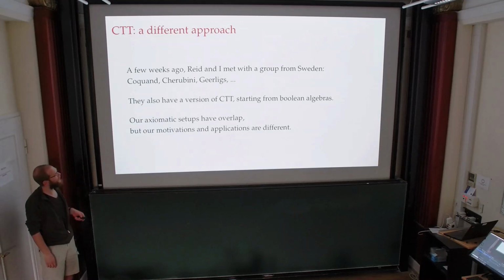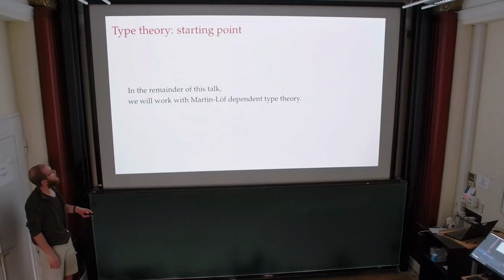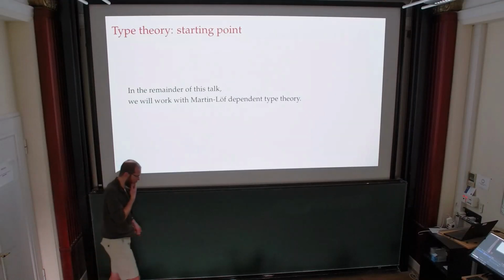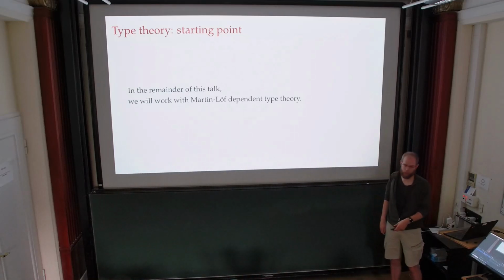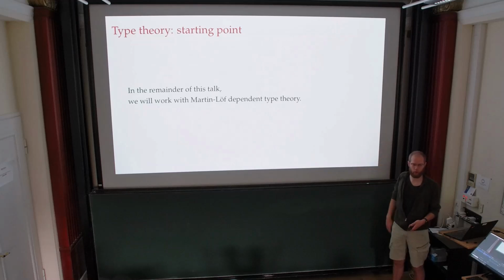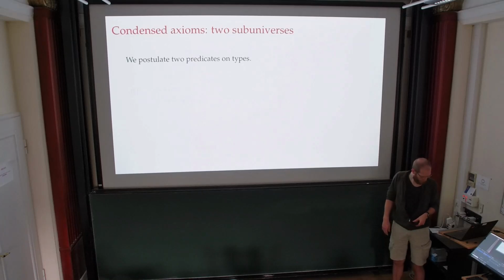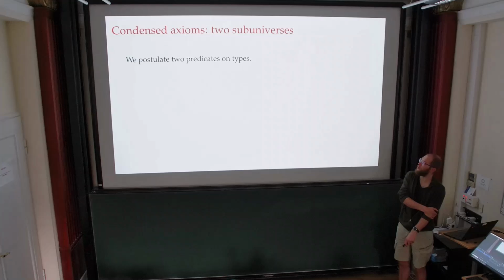Yeah, it's certainly worth looking into their project as well if you're interested in what's going on. So the starting point is that we'll be doing type theory. So we take Martin-Löf dependent type theory, and then we're going to do a bunch of stuff on top of that. And so the first thing that we do on top of that is that we postulate two predicates of type.